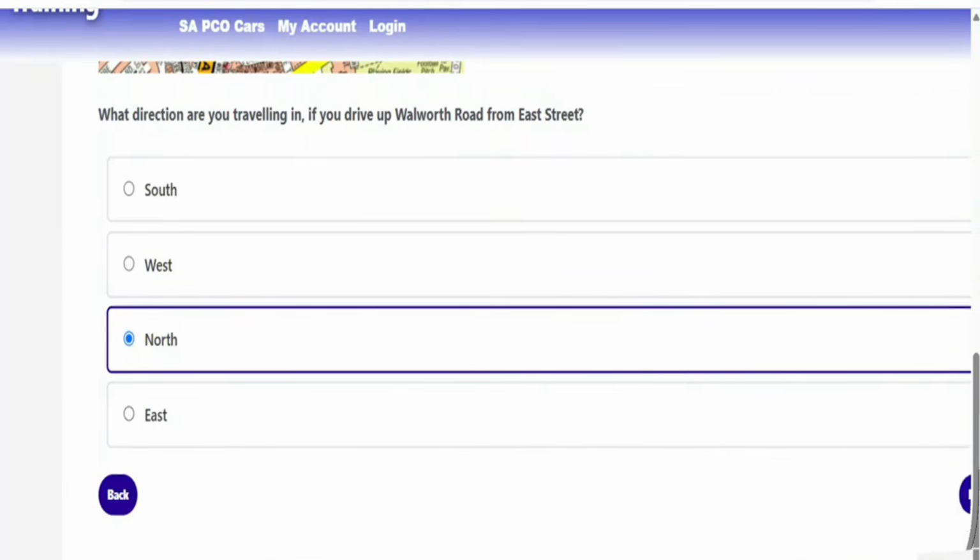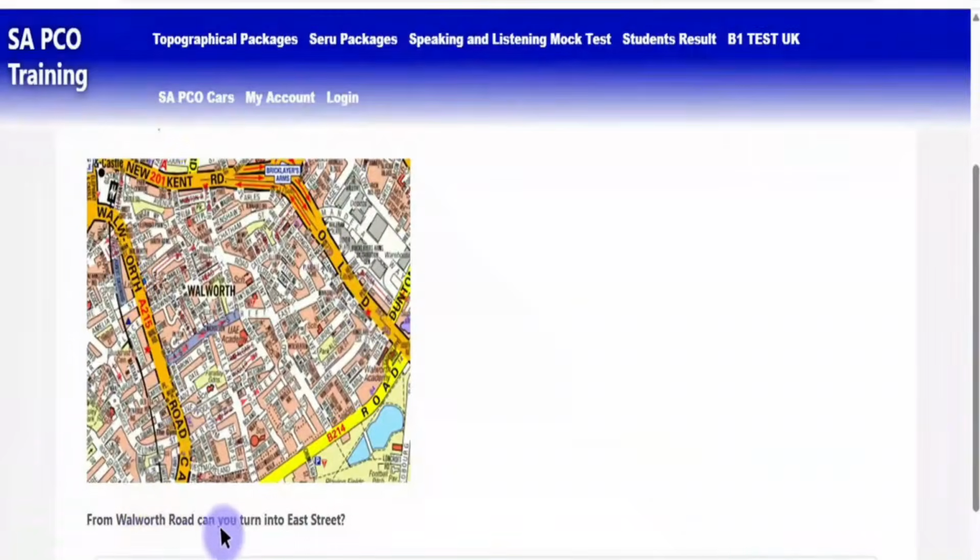Press next. From Walworth Road, can you turn into East Street? This is Walworth Road. This is East Street. Because this color is restricted, like from Preston or bus or taxi only, if you're driving, you can't turn right. So you can't turn into East Street from this Walworth Road. So the answer will be false.